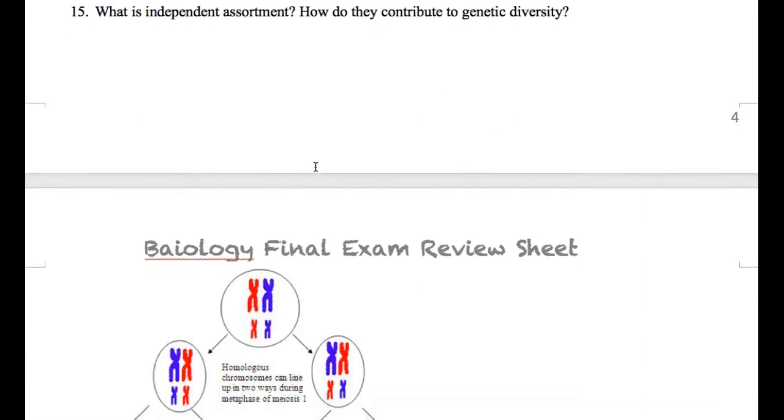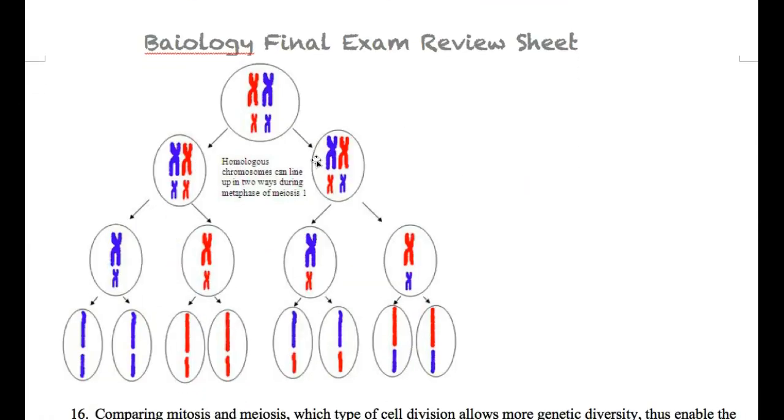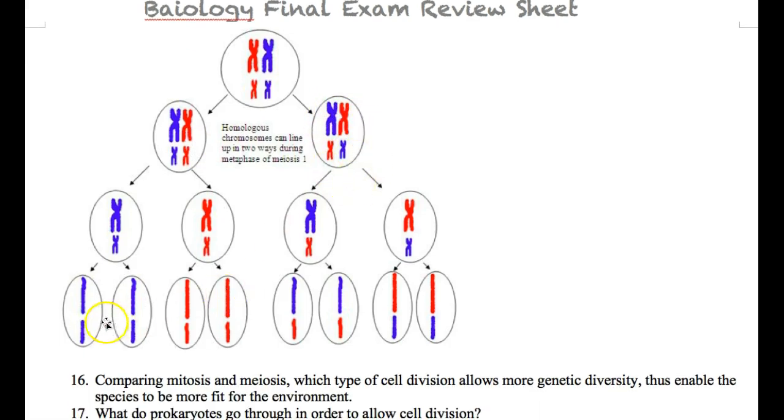What is independent assortment and how does it contribute to genetic diversity? It increases genetic diversity, but how exactly does that work? During meiosis, you can have a cell like this, right? But for a human, we would have 23 pairs. For each one of the pairs, if we were to only have 2 pairs, you can either line it up this way during metaphase 1, or you can line it up like this during metaphase 1. So the result is we can either get those daughter cells, or we can get those daughter cells.